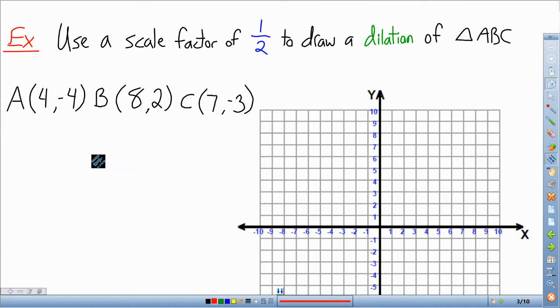All right, so let's try one more together. This one is telling us that we have a scale factor of 1/2. So maybe for your directions above your next graph, you can just write that scale factor of 1/2. Okay, and then go ahead and get these points, and then we'll do this one together.